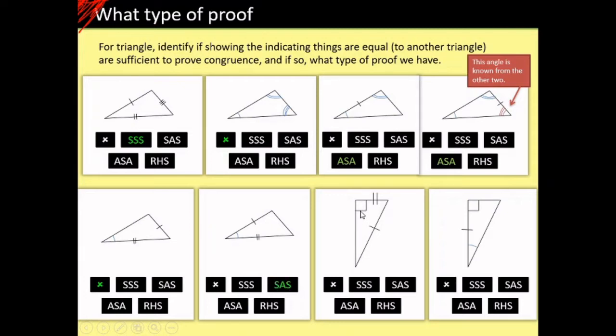Okay. Now I've got a right angle, I've got my hypotenuse and a side, so right angle, hypotenuse, side. Now, right angle, I don't have a hypotenuse, so you might think maybe this isn't congruent. But just because it's a right angle doesn't mean I can't use the other rules of congruency. So I actually have an angle, and I've got a side, and I've got an angle. So it's actually angle, side, angle.